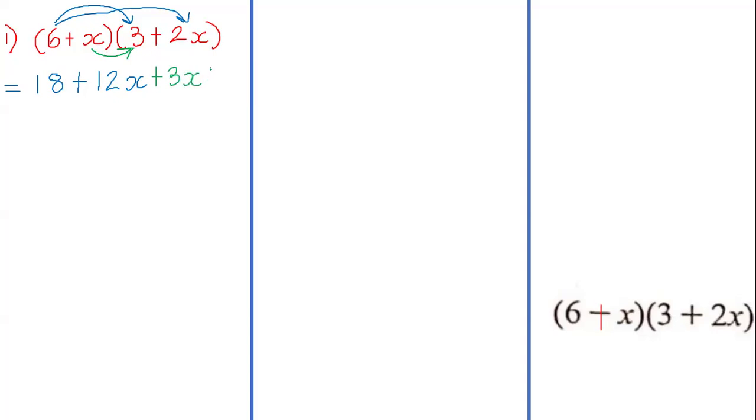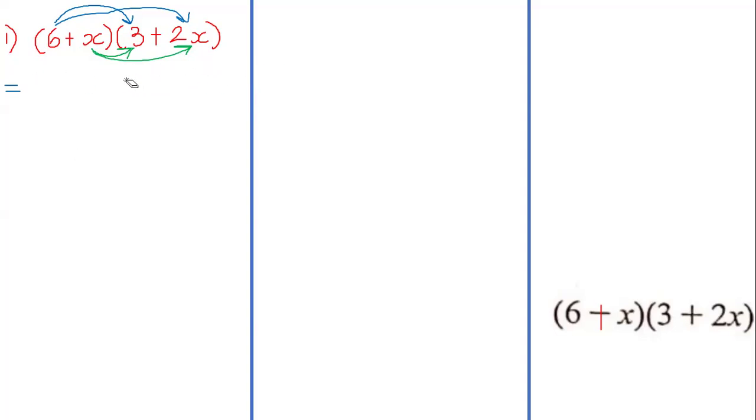Plus what? x times 2x is gonna be what? 2x raised to the power of 2. 2x squared. And I definitely wrote this too close together, so I'm gonna do it again.